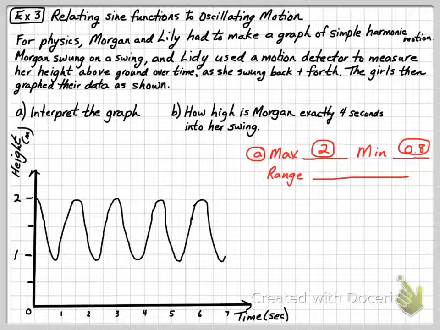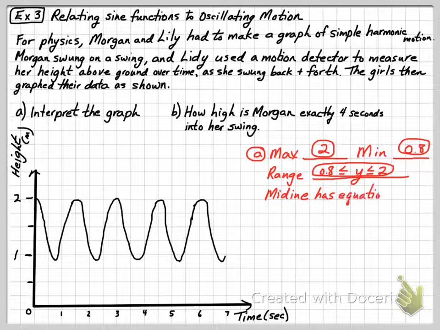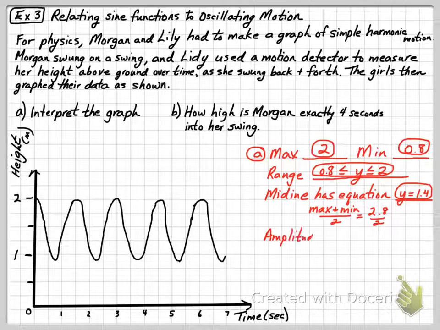The range tells me that y is going to be a low of 0.8 and a high of 2. So we'd say y is less than or equal to 2, but greater than or equal to 0.8. Next is the midline. Well, the midline has what equation? If I took the max plus the minimum and divided it by 2, 2 plus 0.8 is 2.8, divided by 2 is 1.4. The amplitude is going to be the max minus the minimum divided by 2, so that would be 1.2 divided by 2, which is 0.6.